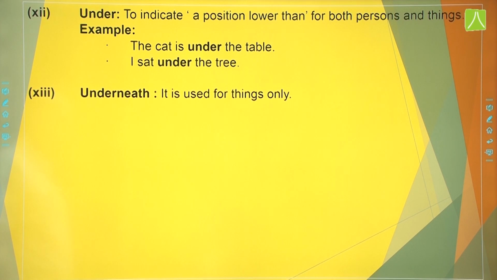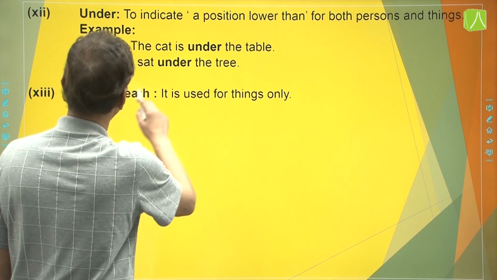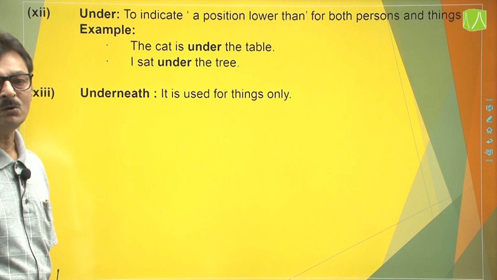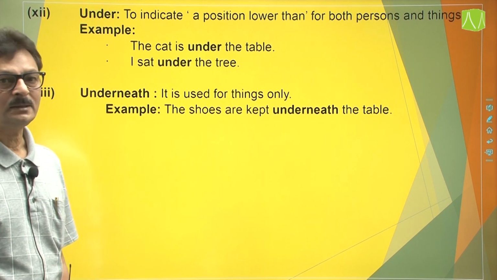Underneath, it is used only for things. So how is under used? For both persons and things. Underneath is used for things only. Remember this. The shoes are kept underneath the table.